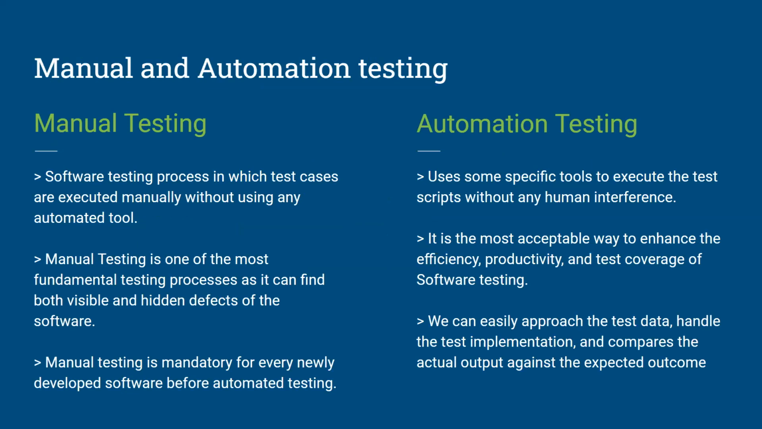And I went through manual and automation testing, a quick intro to both, just an idea about what manual testing and automation testing are. Manual testing is performed by us manually, and in automation testing we take the help of some tools to increase efficiency, productivity, and test coverage. So there are some advantages of using automation testing. As you know, it is time saving also.